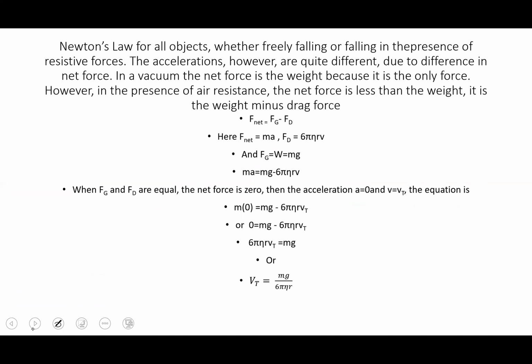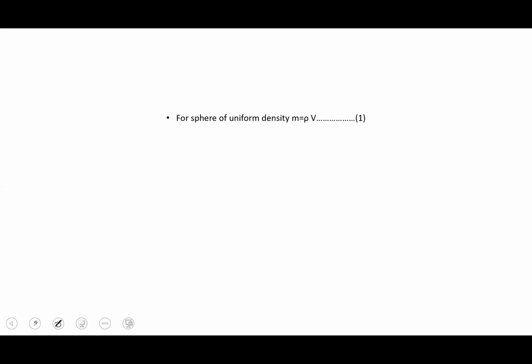Over here we know the value of g, which is 9.8 meters per second squared. We know the radius of the spherical object. We know the viscosity of the medium through which it was falling. We know the value of 6 pi as well. But the only thing we don't know is the mass of the object which is falling. For that reason, we are going to solve it for a spherical object of uniform density.